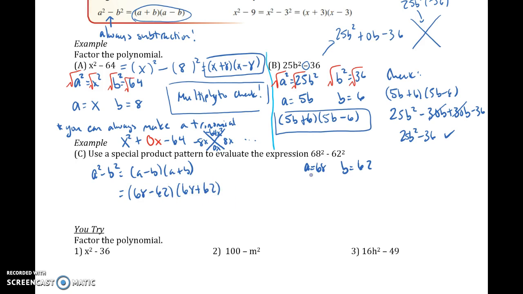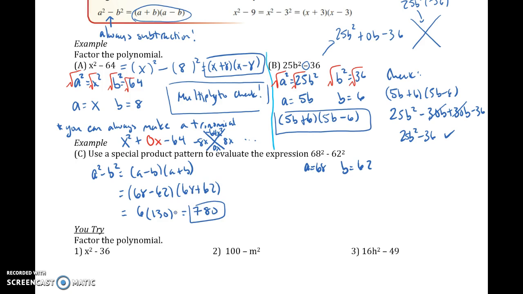Being very careful, a needs to go in front. A is the positive, right? And b is the negative, what comes after the minus sign. And then I can do this really quickly on pencil and paper, right? Or in my head even. 68 minus 62 is 6. 68 plus 62 is 130. Multiplying that, I get 740. Oh no, sorry, 780.